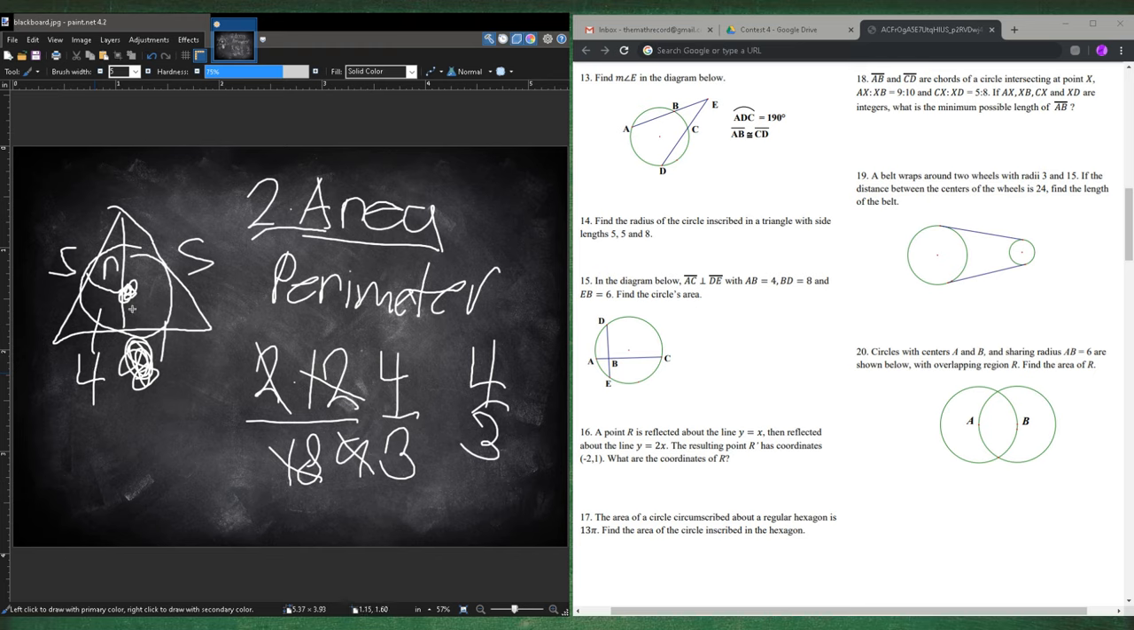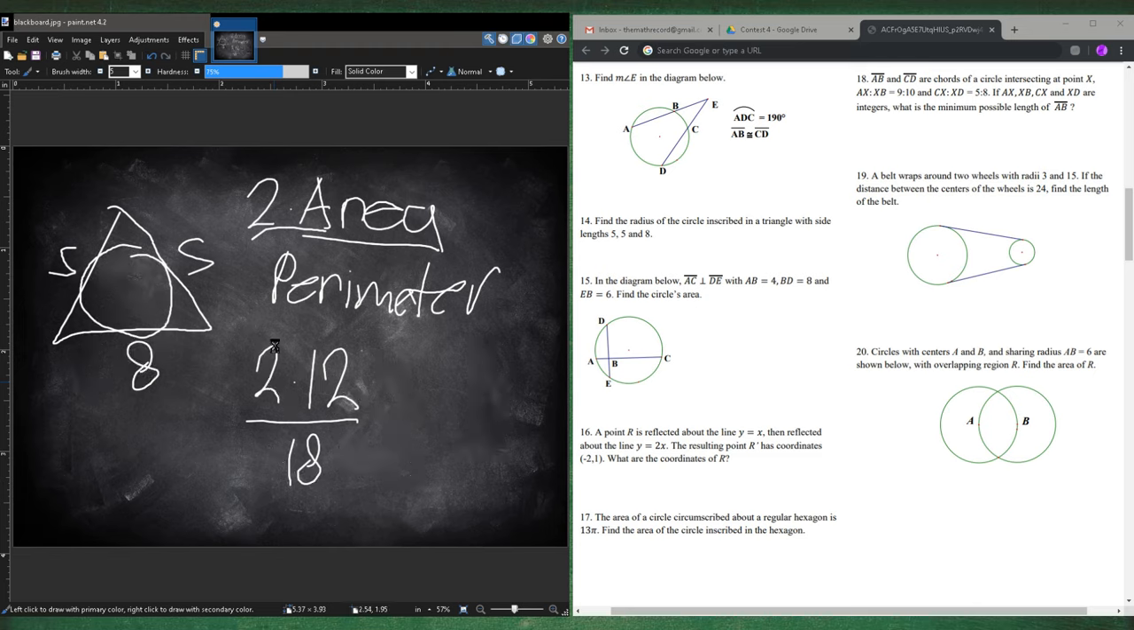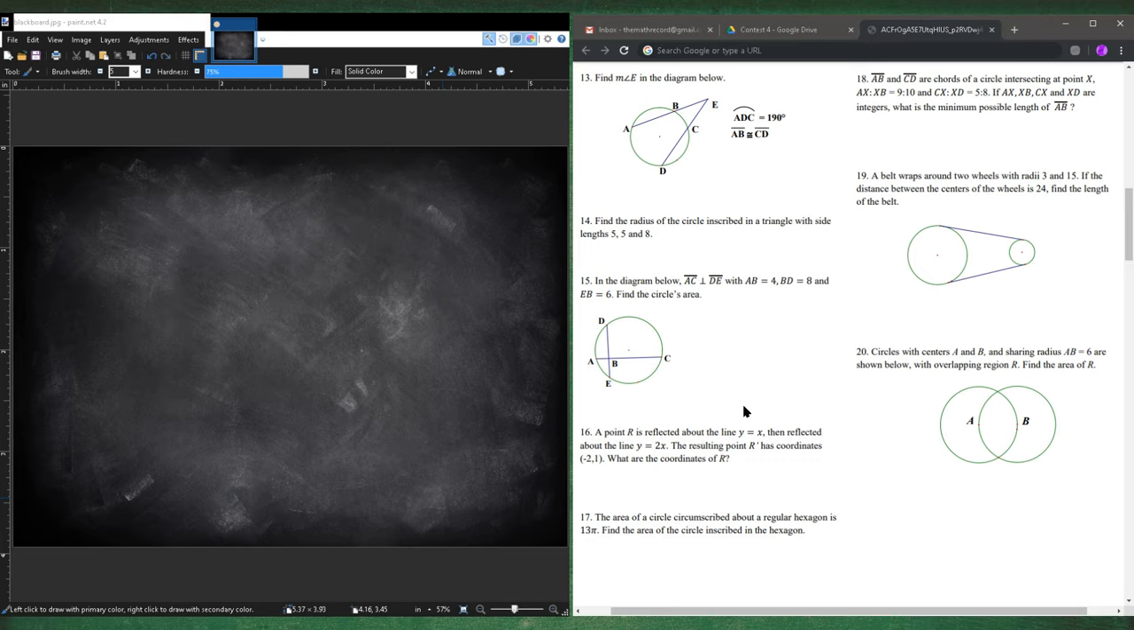A 3-4-5 triangle, because that's the Pythagorean theorem, so this height is 3, and that's just 12 divided by 2 times 2. So this area is 12, so that's probably an easier way instead of using Heron's. But you could use either way, and you'll get the answer of 4/3.